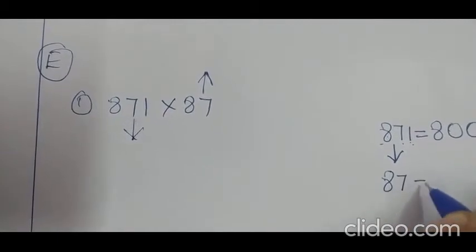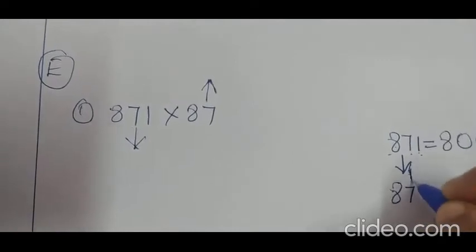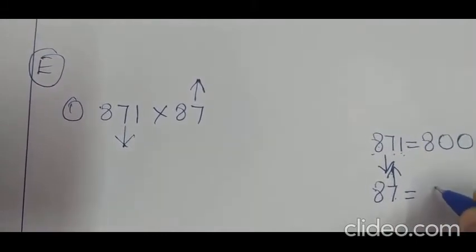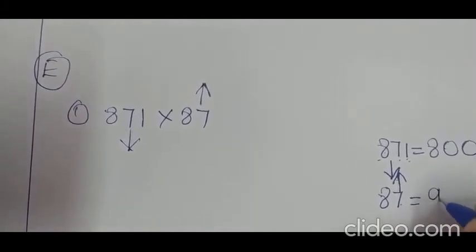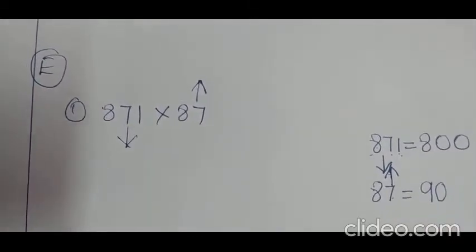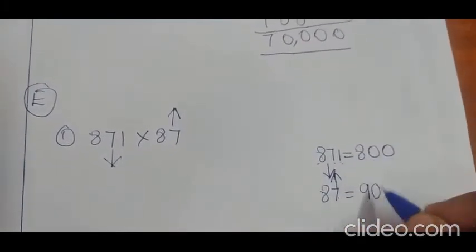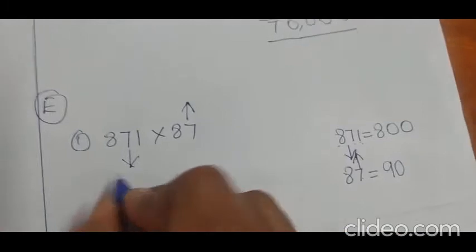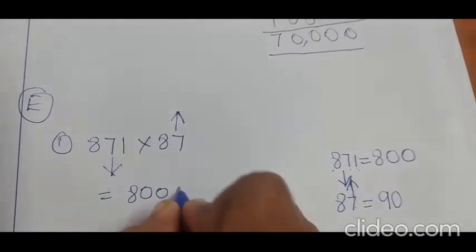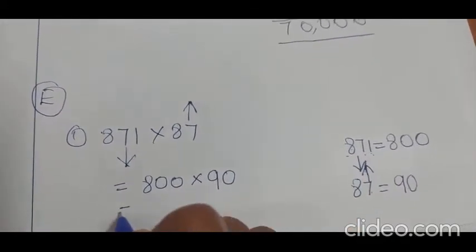And then the second number, 87. How can we count? This one we have to count upward. So 87, to make it round off, count it upward, we will write it as 90. So now we have made it round off. Shall we multiply this? 800 multiplied by 90. We will do the quick way.